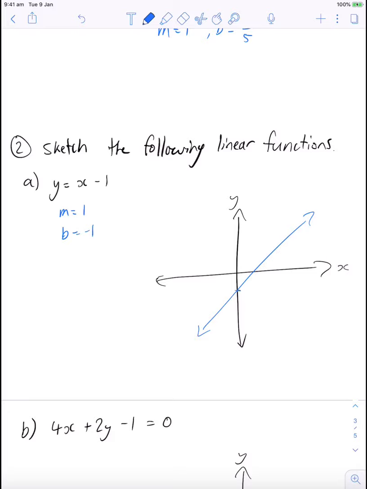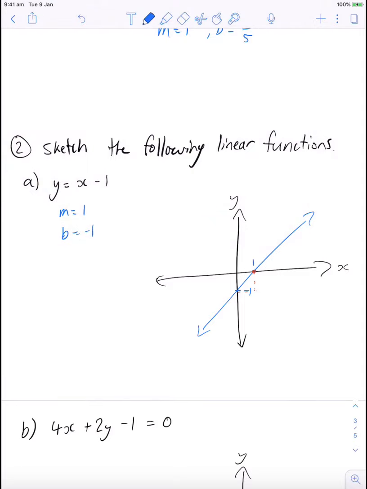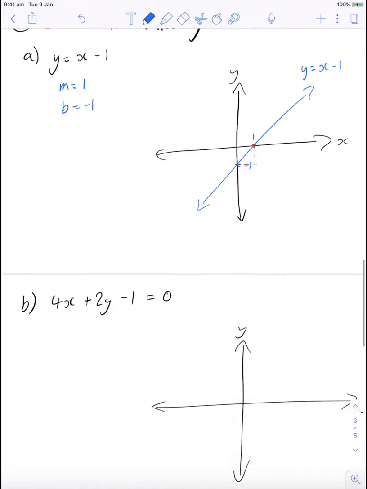Alright, so my y-intercept is minus 1. And every 1 it goes across, it goes up 1. So if you want to think about it like this, it goes across 1, goes up 1. In fact, it means that my x-intercept is going to be 1 as well. Always make sure we write in that equation, y equals x minus 1.